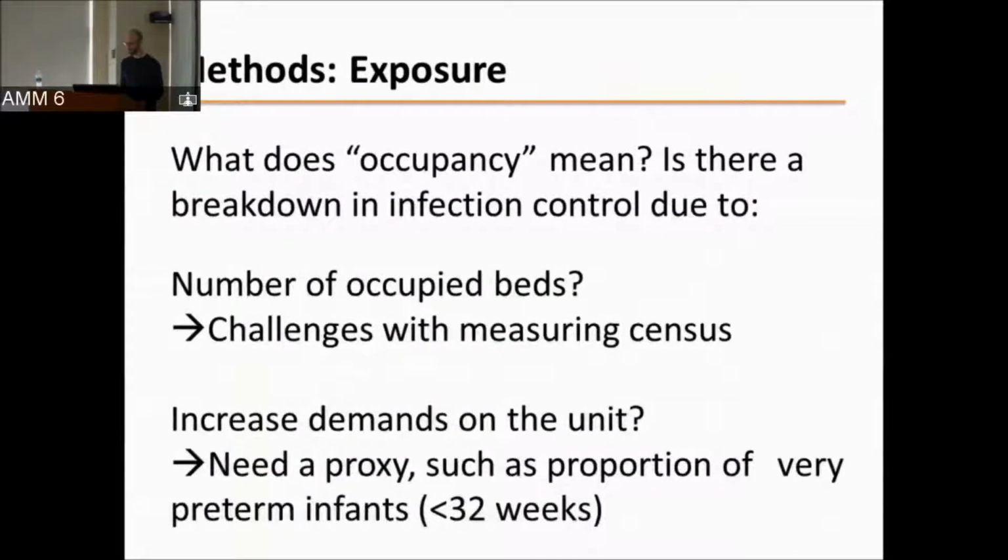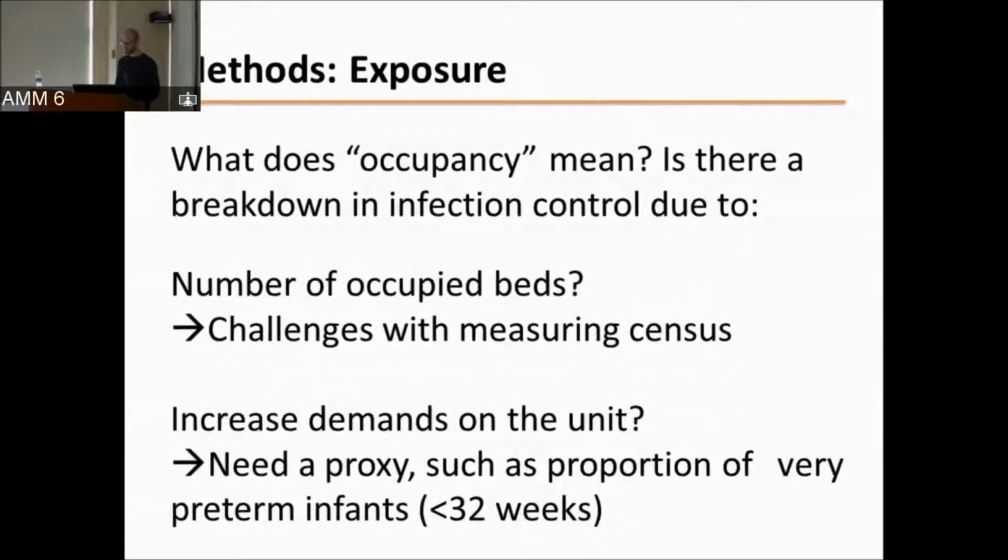The other measure that we had in terms of occupancy, so census is just what it is. It's the number of occupied beds. It doesn't really define how busy the unit is, and maybe that's what we're actually getting at here, is that we need some measure of the acuity of the unit. We need a proxy for that. One way to model this kind of demand on the unit is to have a proxy for acuity, and we hypothesized that one way we could do that is through the proportion of very preterm infants. So these would be babies born at less than 32 weeks of gestation.